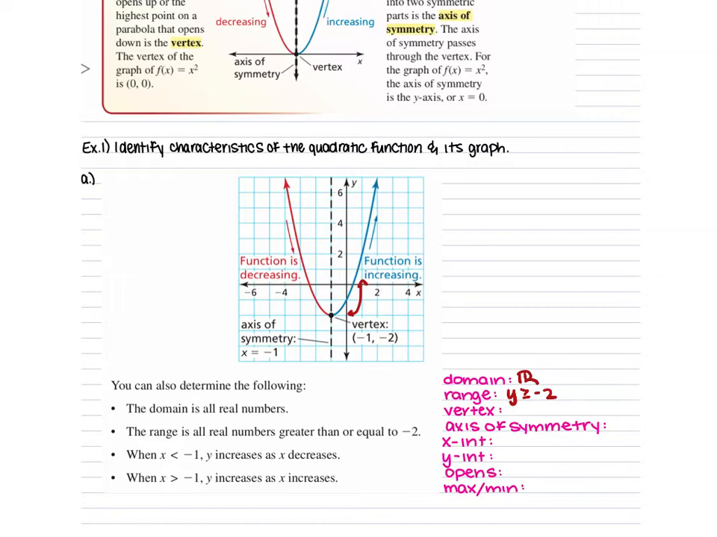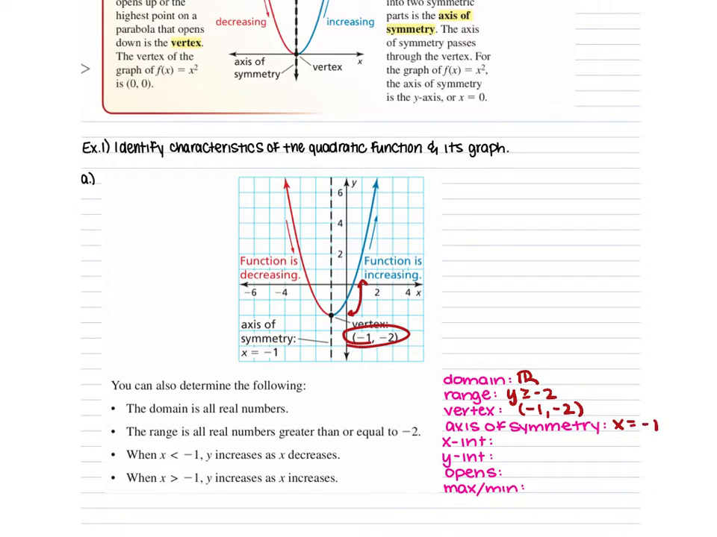Your vertex is the middle point, that is the lowest or the highest point that you see. With this parabola, that vertex is (-1, -2). Your axis of symmetry is found by taking the x value of your vertex and setting it equal to x. So in this case, we have x is equal to -1.